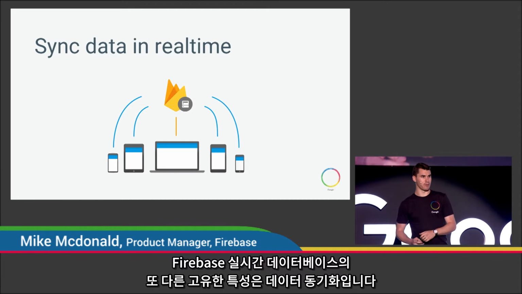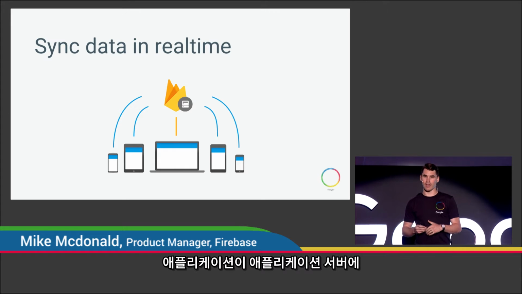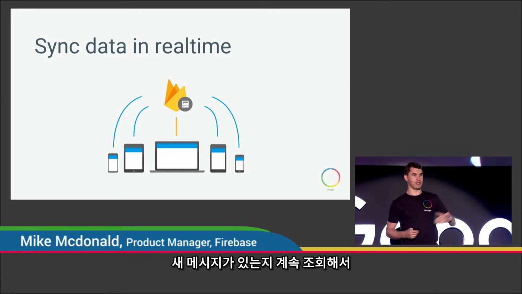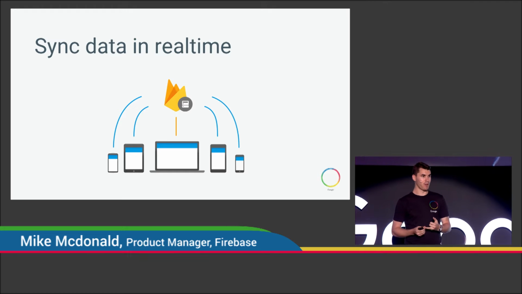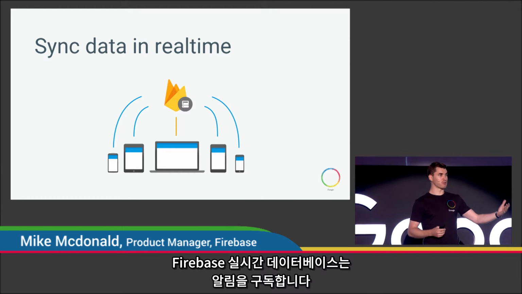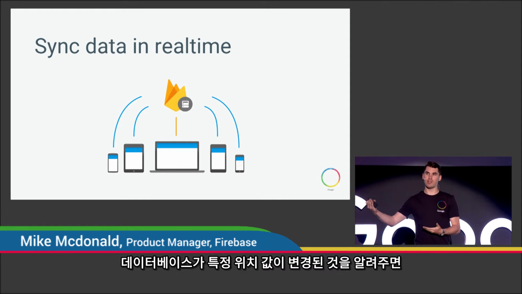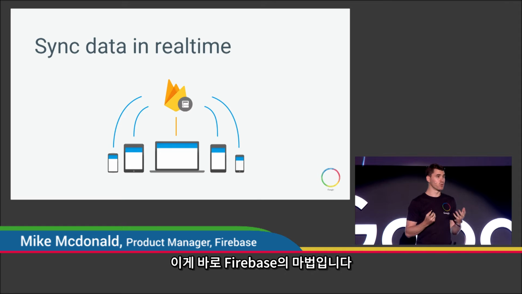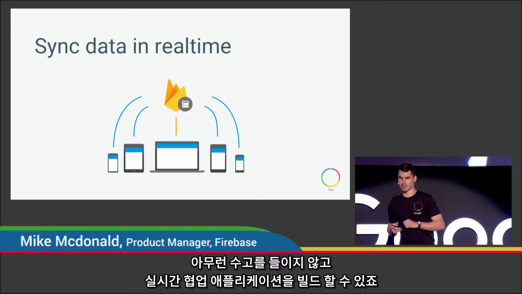Another unique property of the Firebase real-time database is that you can synchronize data. Instead of having your application poll your application server asking, do I have any new messages? Do I have any new messages? Where you're wasting battery life and your users' time, the Firebase real-time database lets you subscribe for notifications. So instead of polling, you can say, database, let me know when a value at a certain location changes, and we'll push that content to your users in milliseconds. This is the original magic of Firebase. We make building collaborative real-time applications effortless.